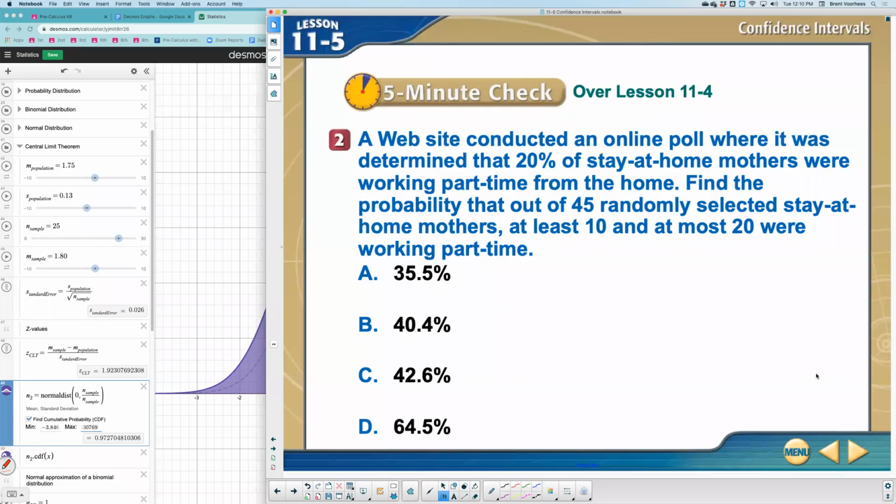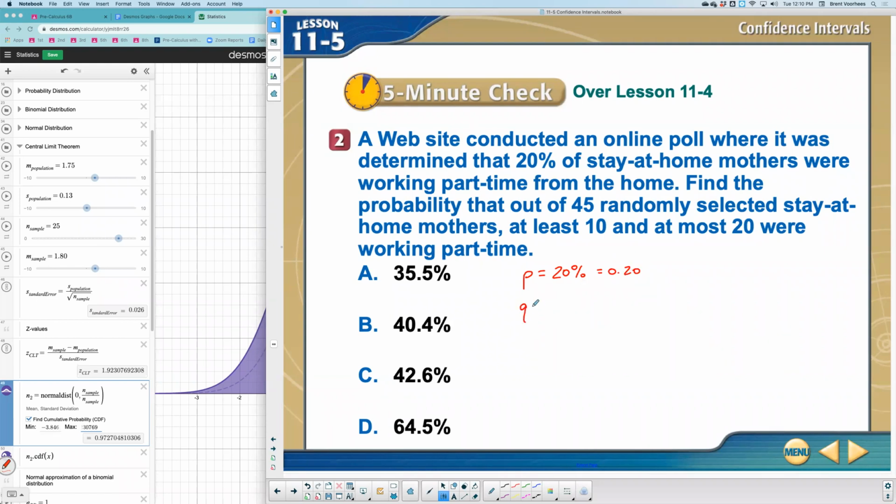Number two, a website conducted an online poll where it was determined that 20% of stay-at-home mothers were working part-time from home. Find the probability that out of 45 randomly selected stay-at-home mothers, at least 10 and at most 20 were working part-time. So one, this must be binomial because there are two options. 20% are working part-time, which I could just say 0.2, but I'll leave it as 0.20.